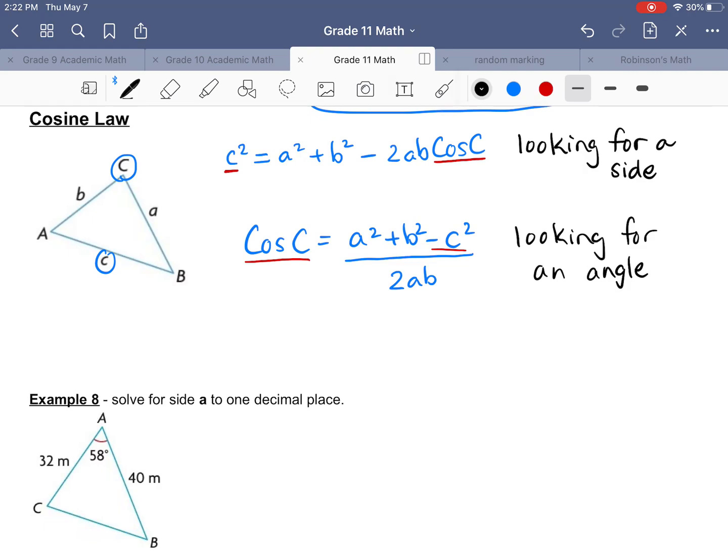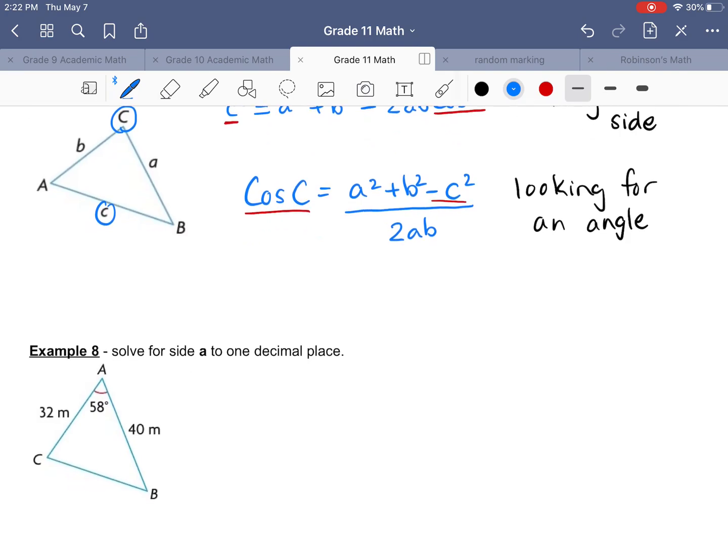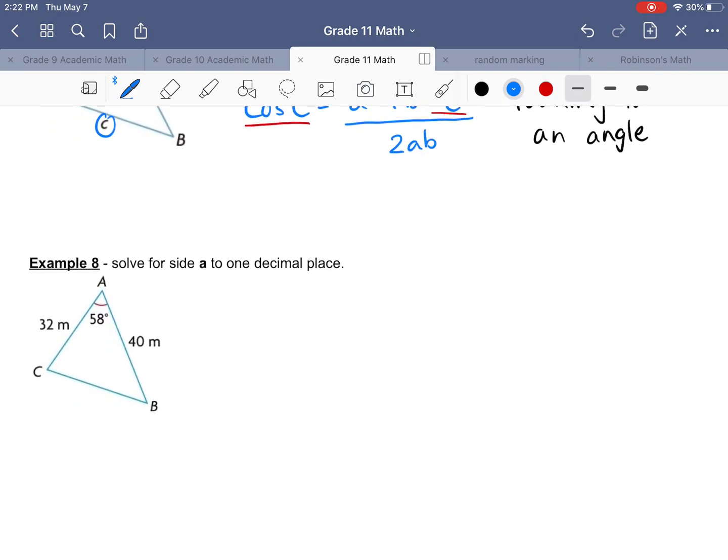So let's get to our examples. Our first example, we are going to be solving for side A to 1 decimal place. So I'm going to finish labeling the triangle first. So side A is across from angle A, side C is across from angle C, and side B is across from angle B. So we are looking to find side A.